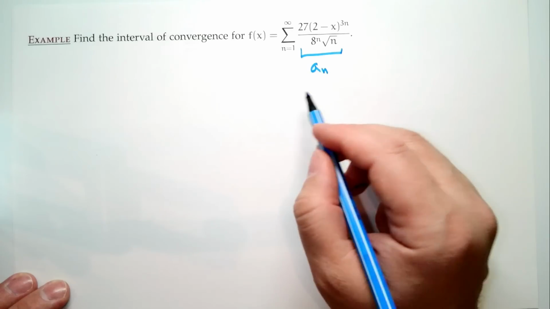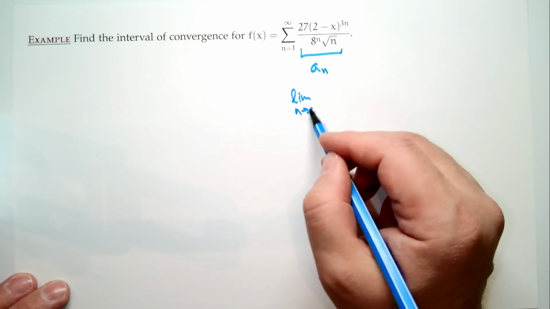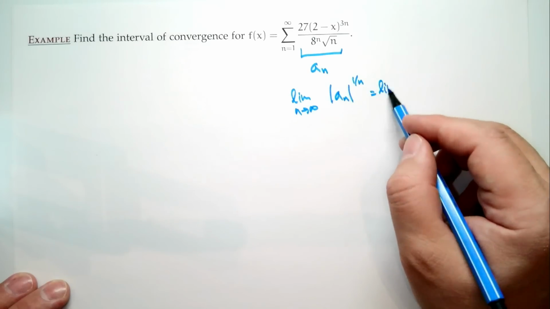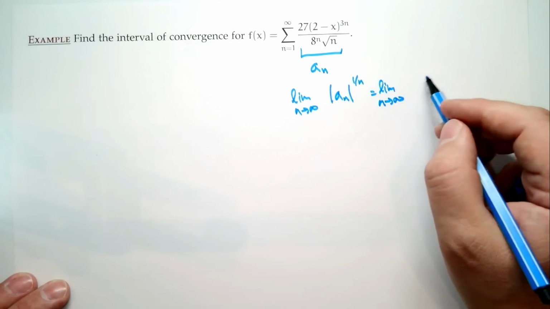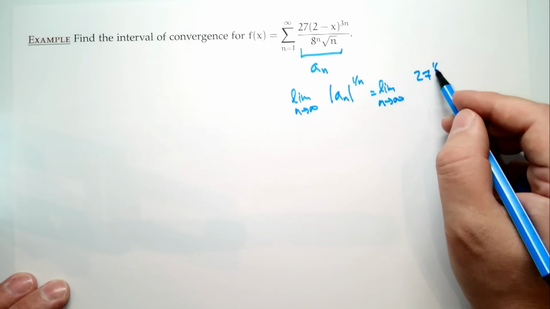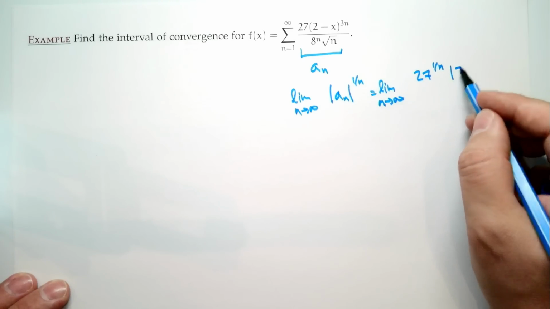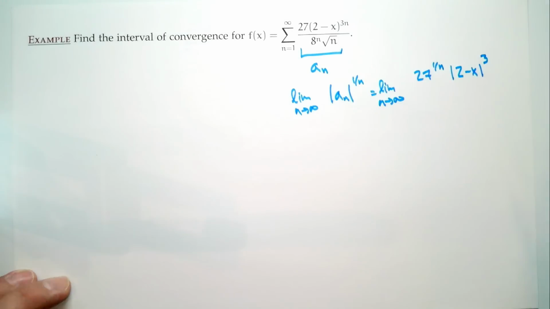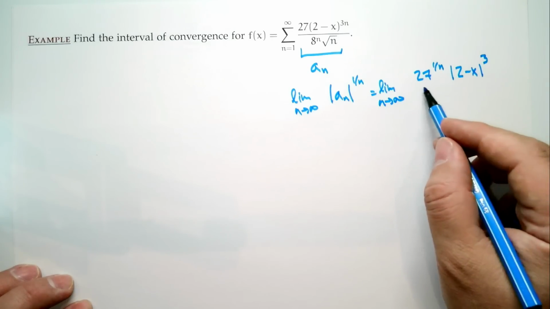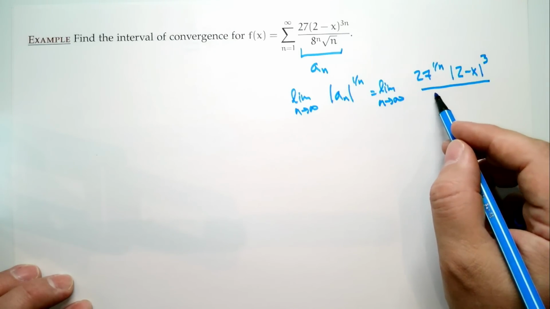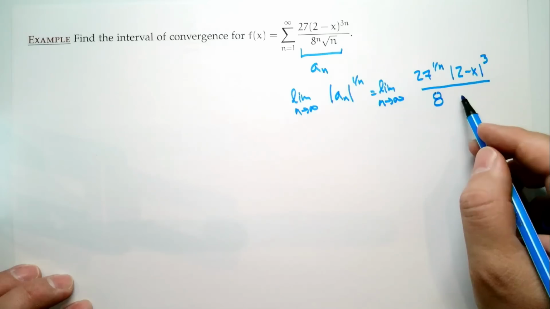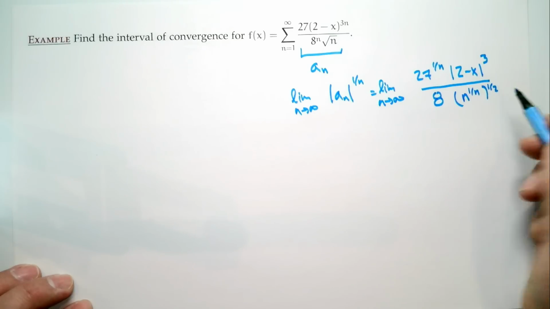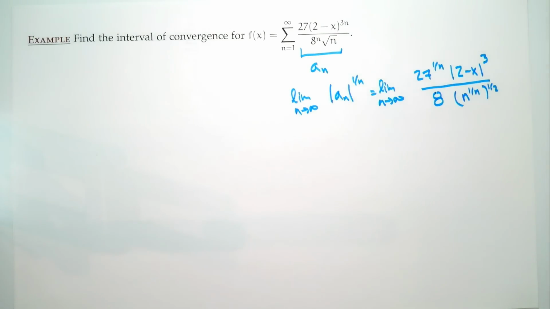So we're going to do our root test, limit as n goes to infinity of the absolute value of a_n to the 1 over n, which is the limit as n goes to infinity of 27 to the 1 over n. Then I'm going to have the absolute value of (2 minus x) cubed, because I have to the power of 3n to the 1 over n becomes just to the power of 3. Downstairs, 8n to the 1 over n becomes 8. And then square root of n is the same as n to the 1/2, so I'm taking the nth root of the square root.